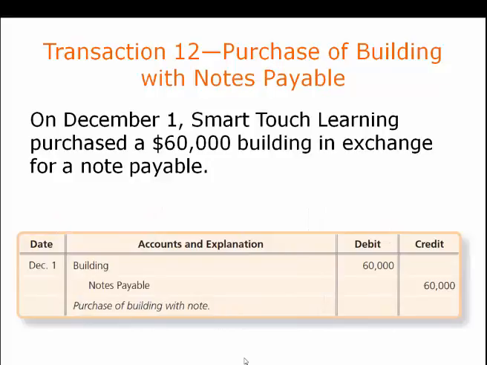Building. They bought a building for $60,000 and they took out a loan for it. Notice the difference. This one says notes payable, not accounts payable. Well, if it says notes payable, it says that they're going to pay for it in the future and it's going to have interest. And it's $60,000.